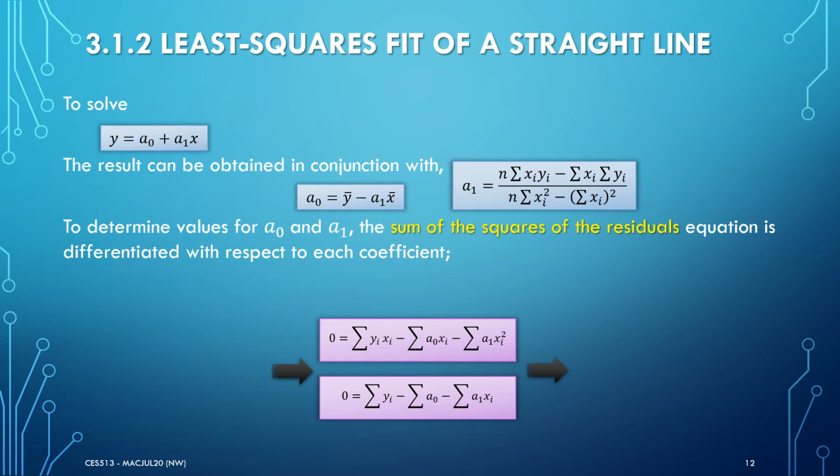Okay, to determine values for a0 and a1, the sum of squares of the residuals equation is differentiated with respect to each coefficient.